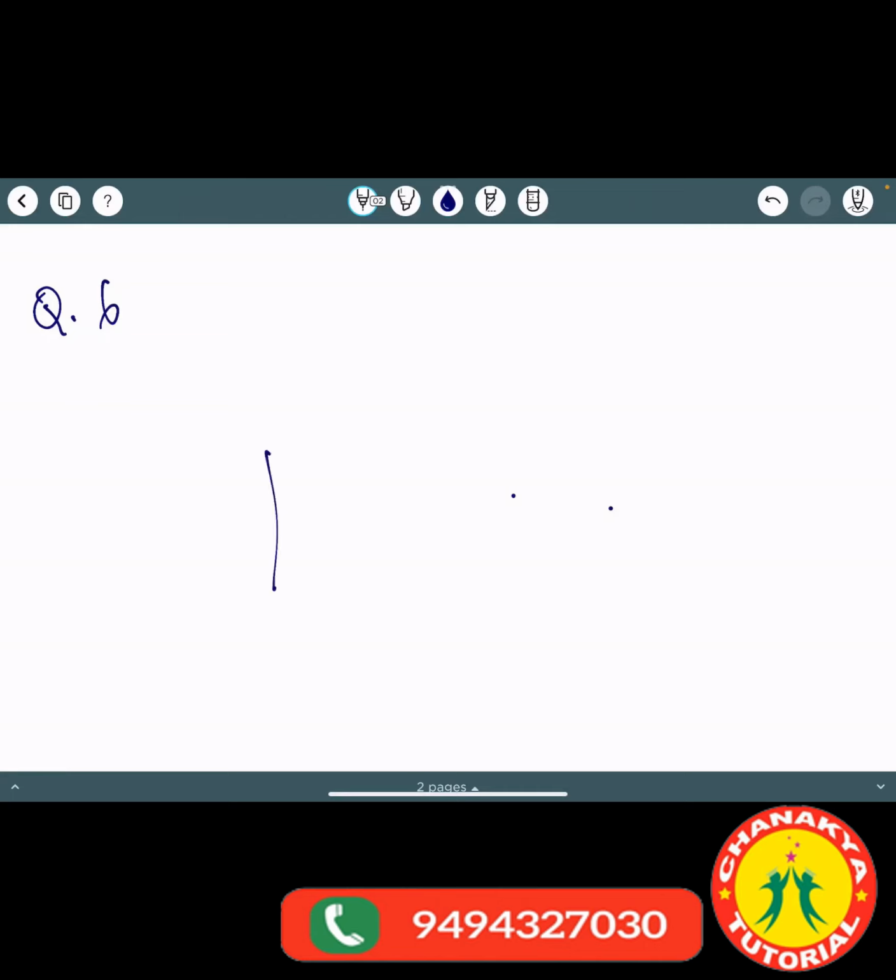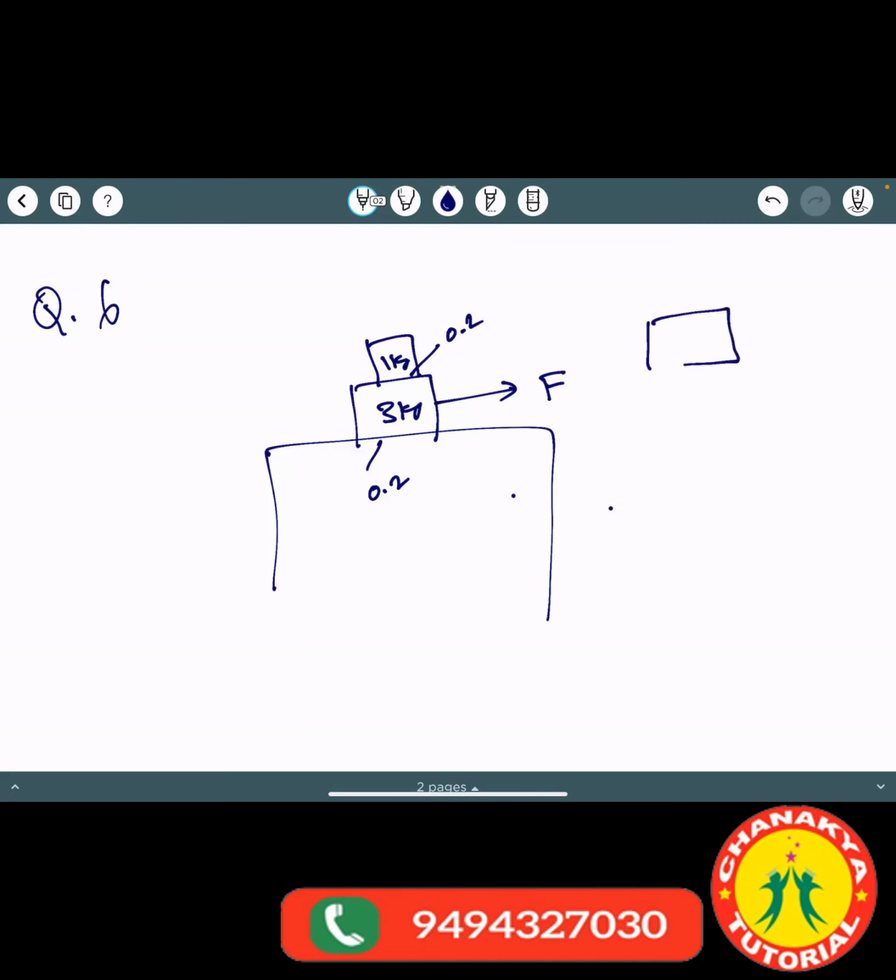So guys, tell me the information. There is this block. This is 3 kg, right? And this is 1 kg, correct? And there is a force F being applied on the 3 kg block. And here the coefficient of friction is 0.2. Here it is also 0.2, correct? Now, if I am drawing the free body diagram of this block, F will be in this direction and friction will be in this direction, correct?